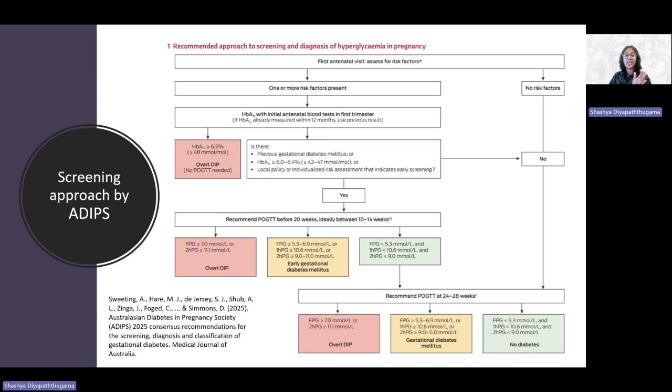If they are pregnant, they should be screened for GDM with the oral glucose tolerance test at 24 to 28 weeks. And we use the same cutoff values to see if they have gestational diabetes, or in the worst case overt diabetes in pregnancy, or if they don't have GDM. So that is how we screen for that.